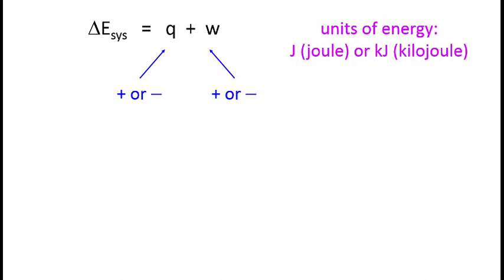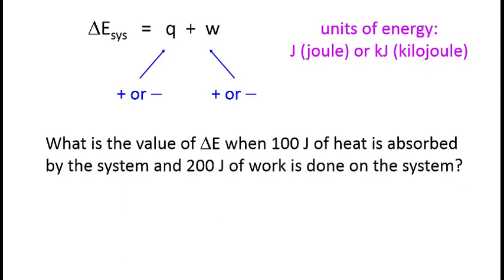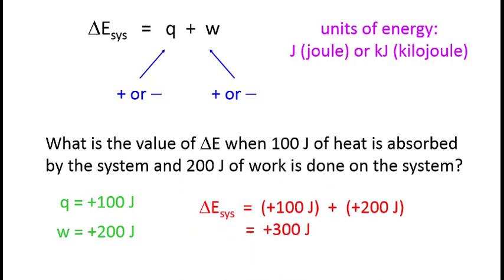Let's try a couple of examples. What is the value of delta E when 100 joules of heat is absorbed by the system and 200 joules of work is done on the system? The key is to determine the signs of Q and W. Since heat is absorbed by the system, the energy content of the system is going up, so Q is positive 100 joules. Since work is being done on the system, the energy of the system is also increasing, so W is also positive. Delta E is then the sum of positive 100 joules plus positive 200 joules, which works out to positive 300 joules.